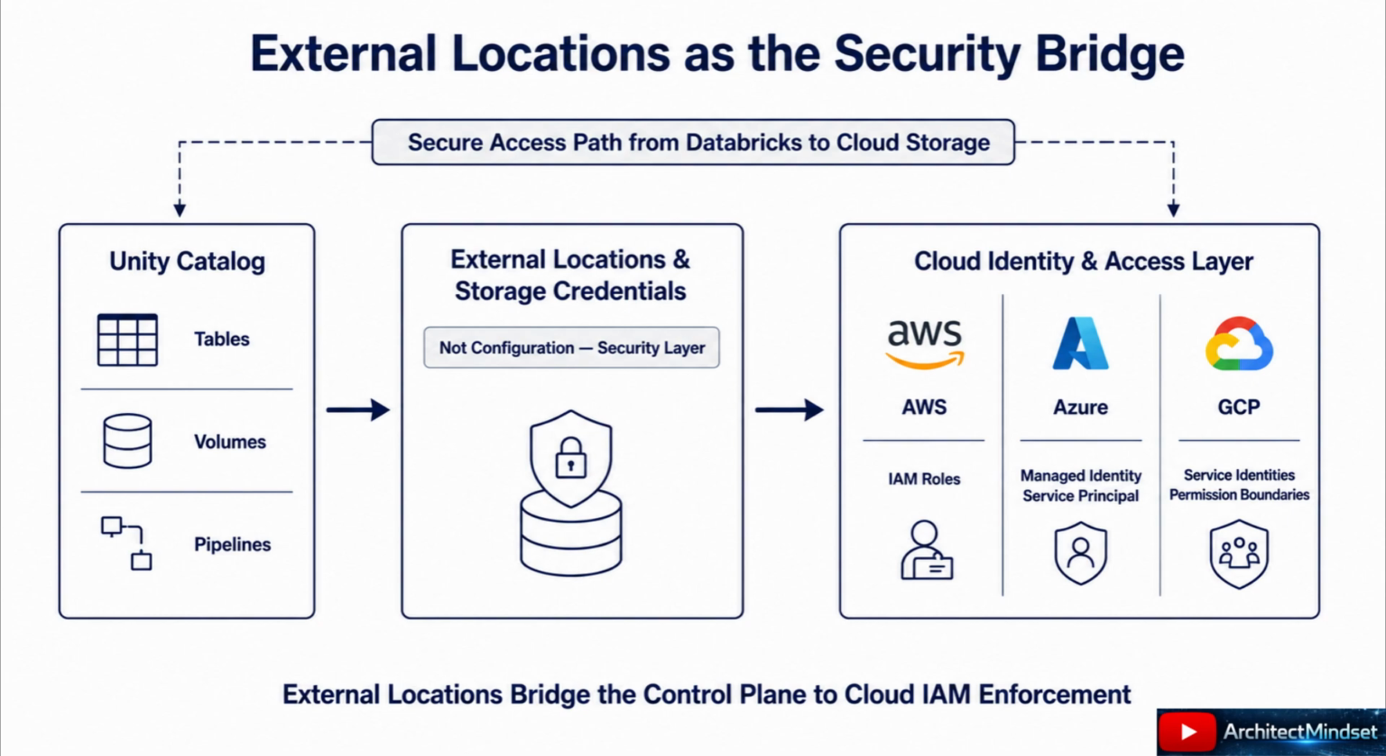They are not just configuration objects. They are the security bridge between the Unity Catalog control plane and the cloud provider's identity and access management layer. On AWS, that means IAM roles. On Azure, it may mean managed identities or service principals. On GCP, it means cloud native service identities and permission boundaries.